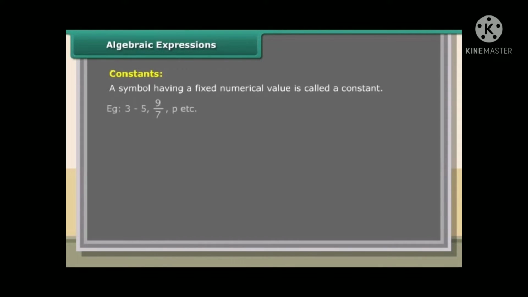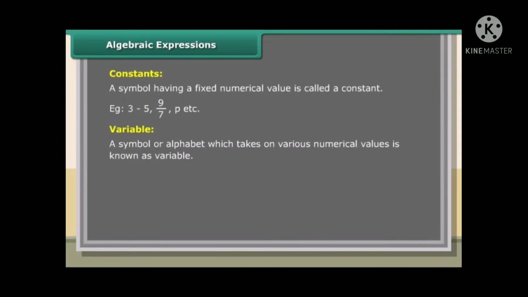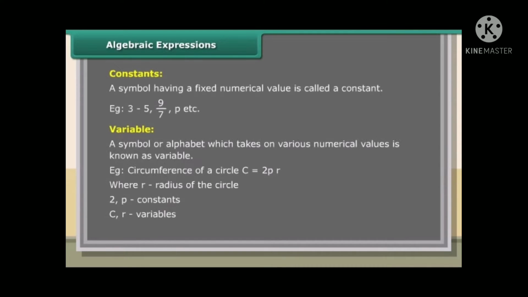Algebraic expressions. Constants. A symbol having a fixed numerical value is called a constant. Example, 3, minus 5, 9 upon 7, p, etc. Variable. A symbol or alphabet which takes on various numerical values is known as variable. Example, circumference of a circle C is equal to 2πr, where r is the radius of the circle. 2π is constant, C and r are variables.